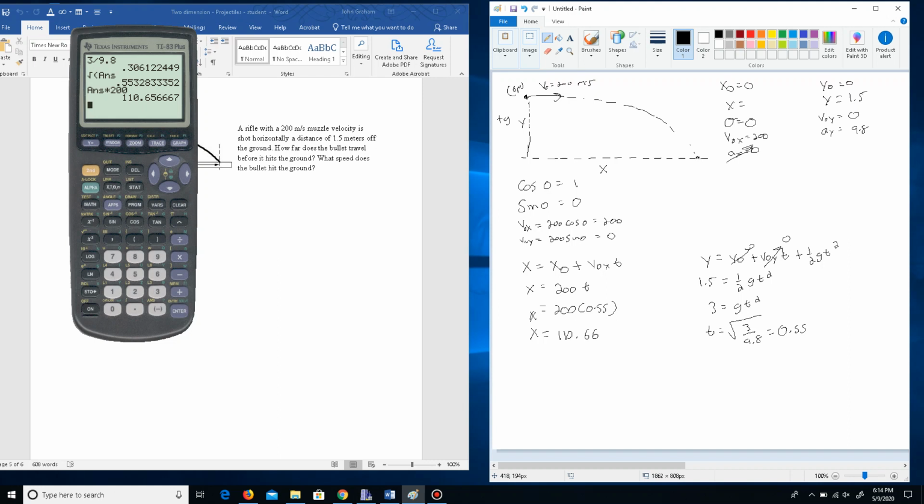Right, so that's the first part of this. Next, they want to know what's the speed. What speed does the bullet hit the ground? Now, whenever they ask for a speed, or even if they ask for a velocity, just be on the safe side, include your angle, find this angle as well.